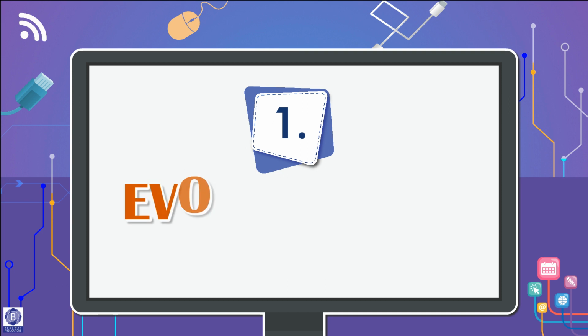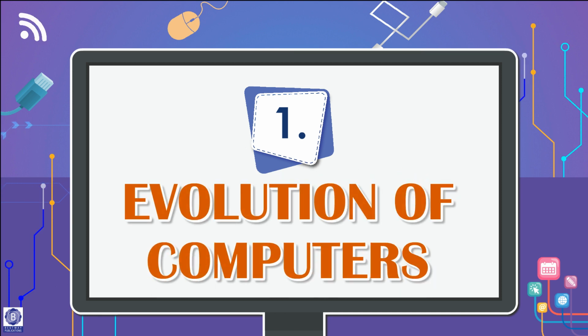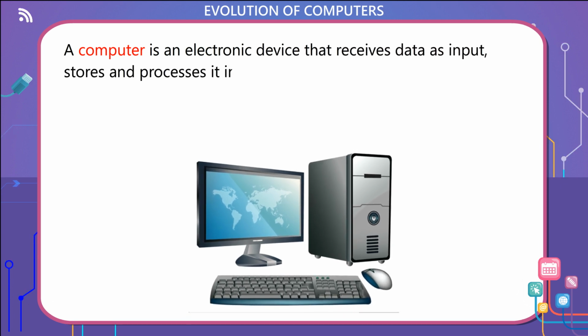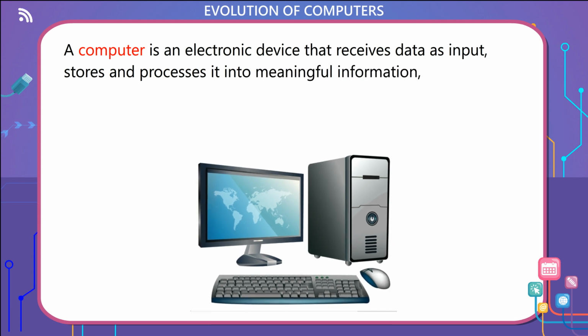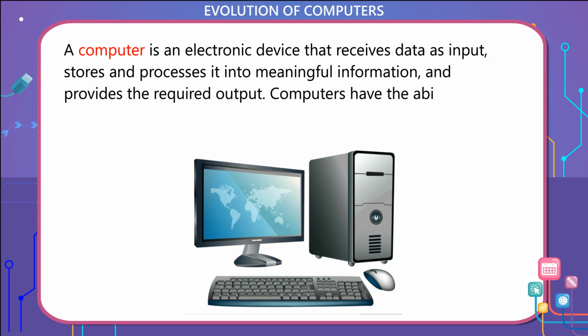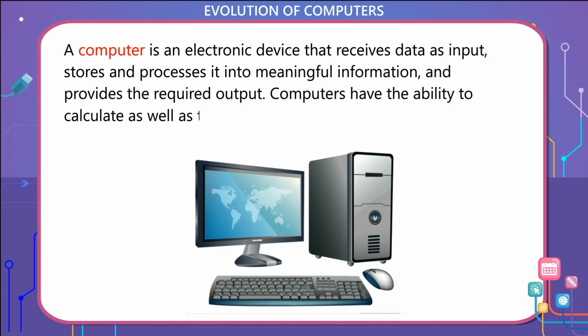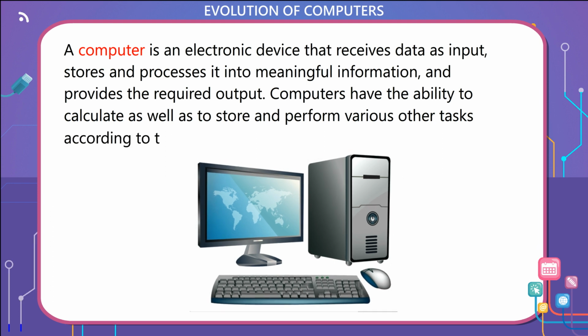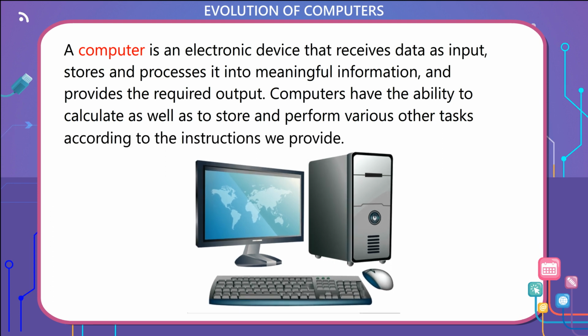Chapter 1: Evolution of Computers. A computer is an electronic device that receives data as input, stores and processes it into meaningful information, and provides the required output. Computers have the ability to calculate as well as to store and perform various other tasks according to the instructions we provide.